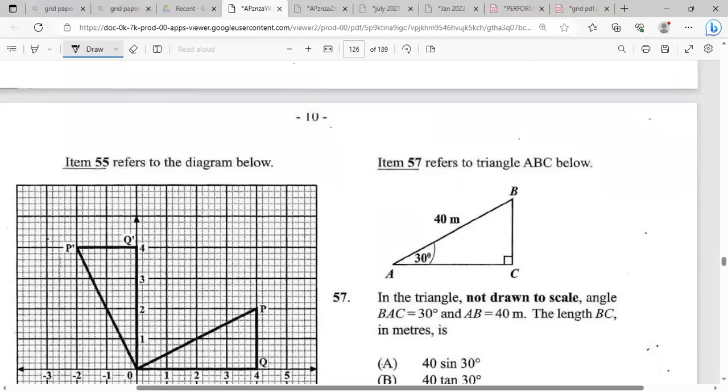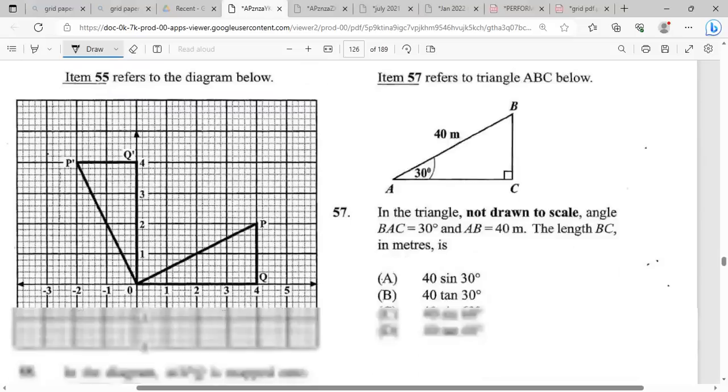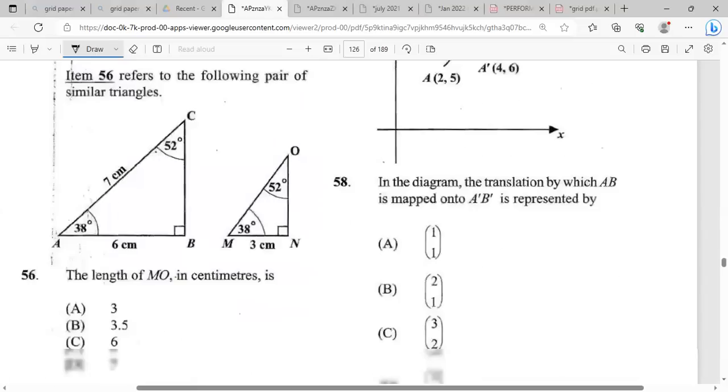Hold on, that was 55, so we're at 56 there. And the length of MO in centimetres is, half of 6 is 3, so we halve the 7 to give us 3.5. That's B. 57.